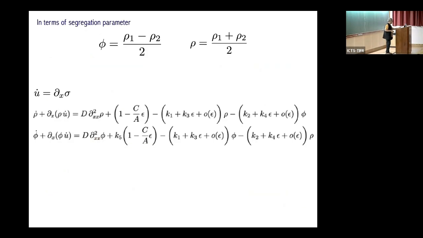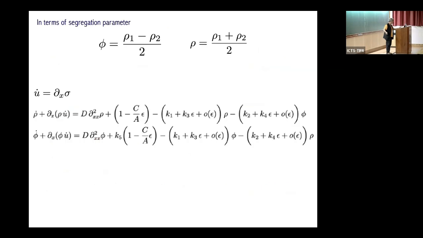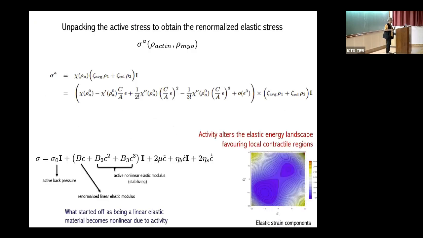Now, it's clear that if you write down equations for u, rho 1 and rho 2, I could also always go to phi and rho, which are the sum and difference variables, the segregation and the net density. And these are the set of equations that we're going to analyze later. What we're going to look for are segregation instabilities and so on. Now, I haven't told you anything about the active stresses.